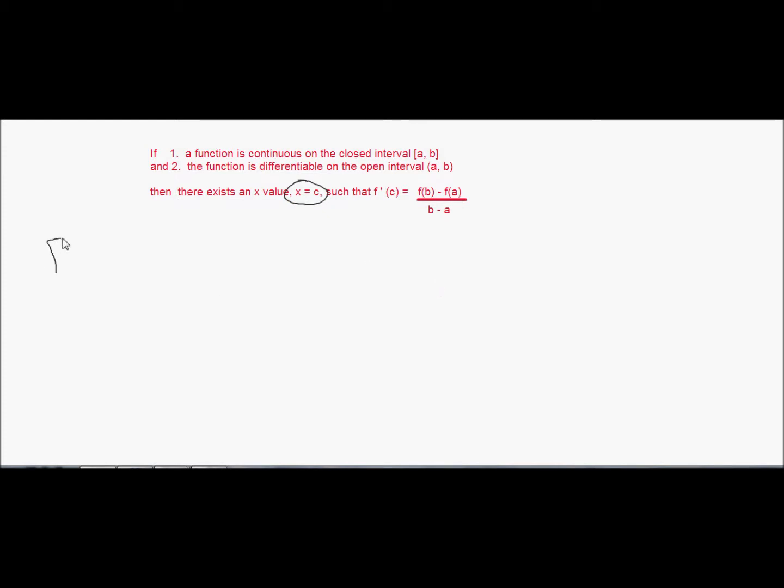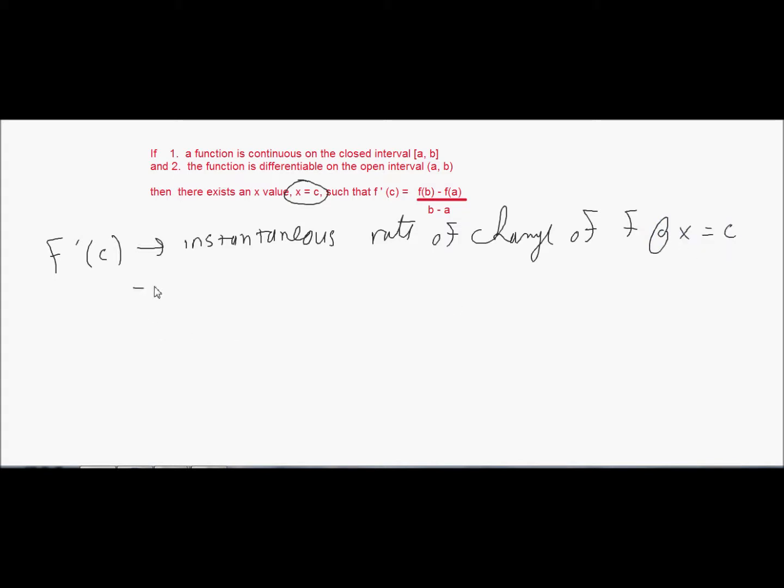Now, f prime of c we can think about several different ways. Number one, that is the instantaneous rate of change of f at x equals c. We can also think of f prime of c as the slope of the tangent line at x equals c. So we've been doing that all year. It's the instantaneous rate of change. It's how fast the function's changing. And we also think of it as the slope of the tangent line at x equals c.